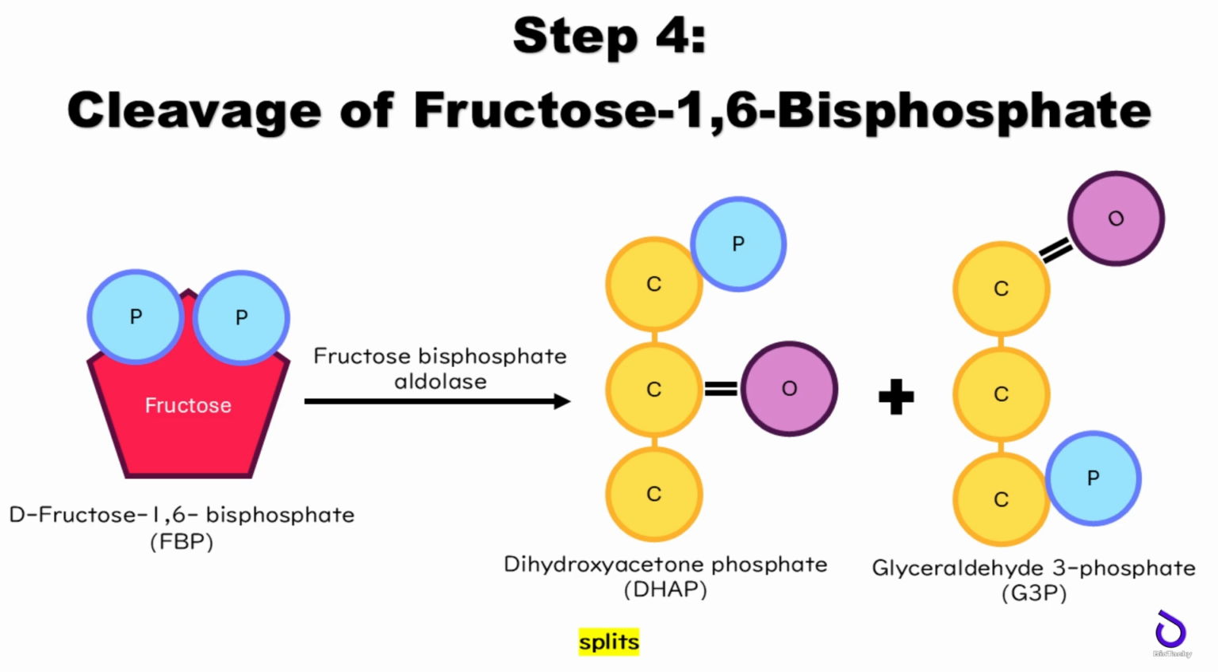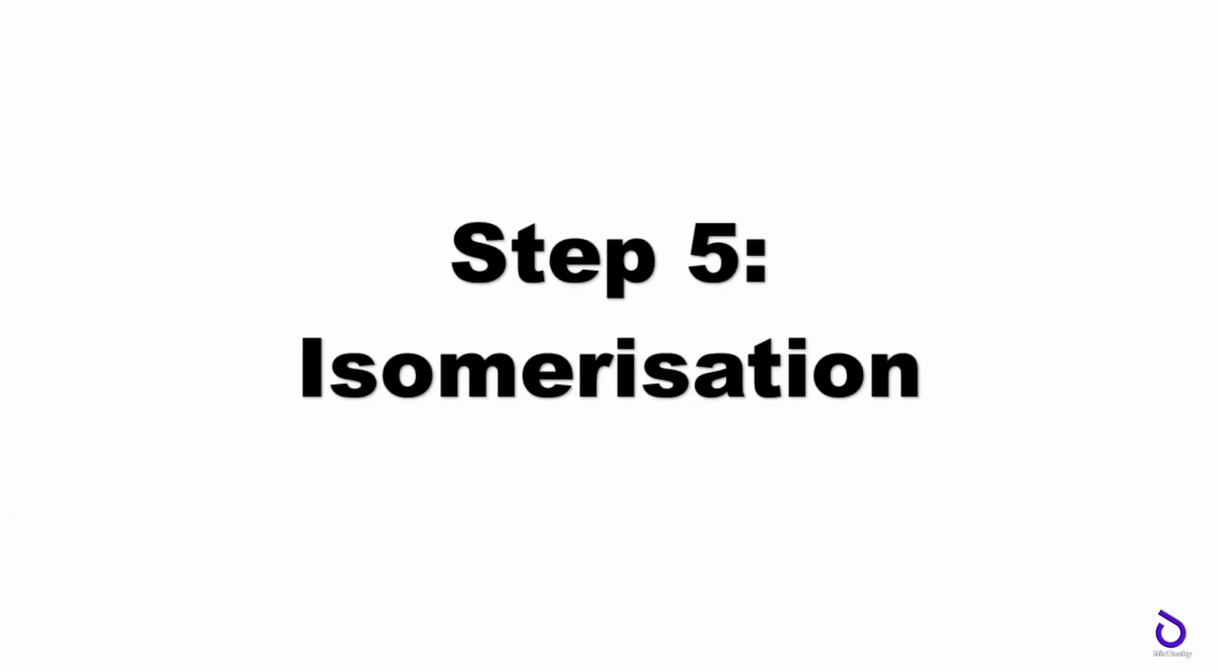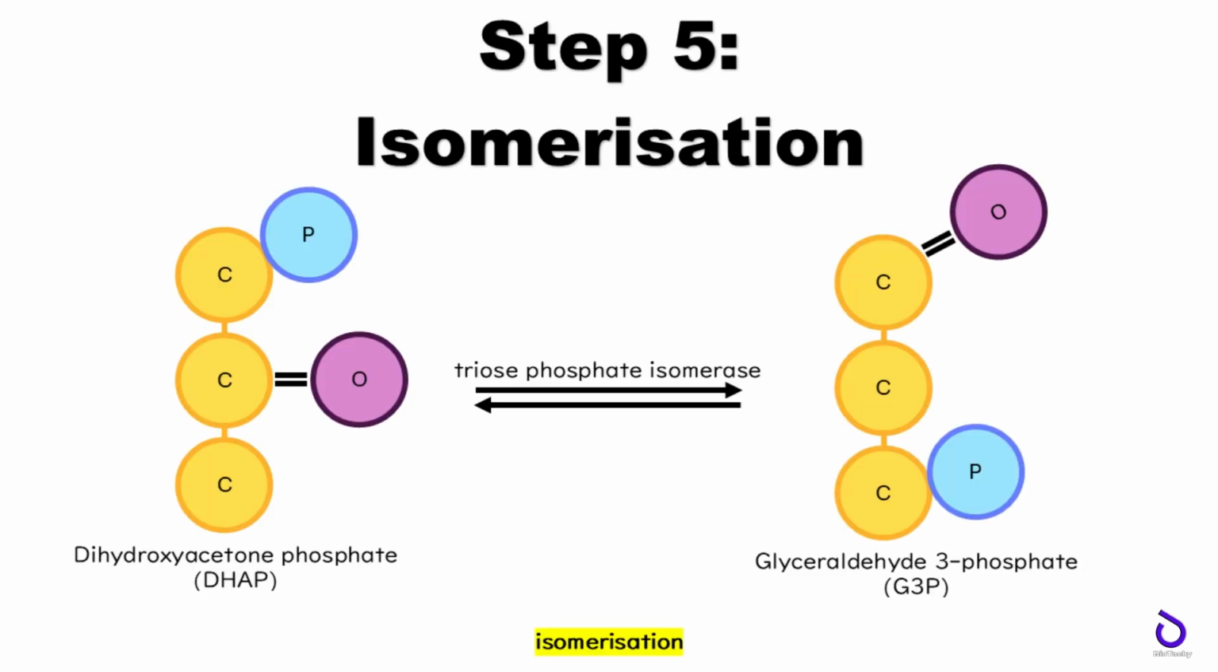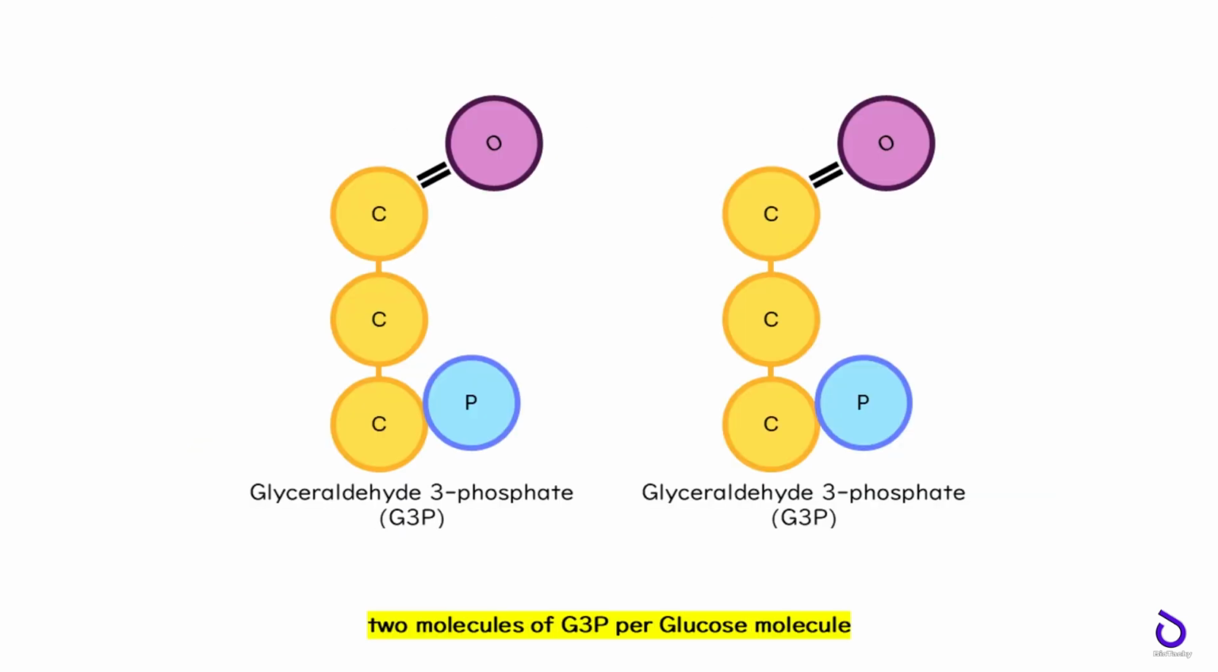Fructose 1,6-bisphosphate undergoes cleavage between the C3 carbon and the C4 carbon. This is to form dihydroxyacetone phosphate DHAP and glyceraldehyde 3-phosphate G3P. Step 5, isomerization. DHAP undergoes isomerization and is converted into G3P, catalyzed by enzyme triose phosphate isomerase. By the end of this phase, each glucose molecule has been converted into two molecules of G3P.